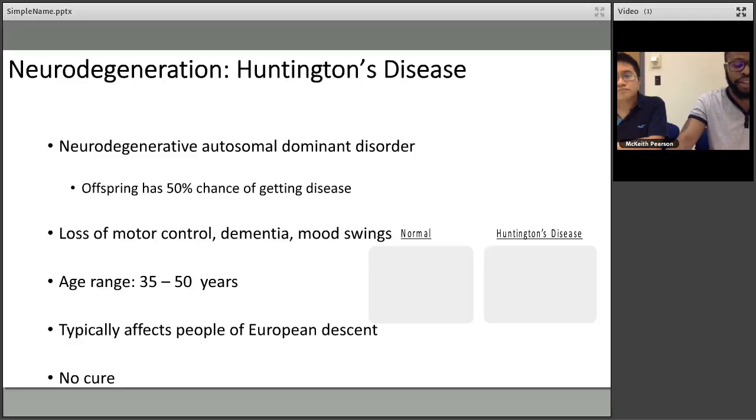This image depicts a scan of a normal brain on the left, and on the right is a brain of a person affected with Huntington's disease. The dark regions within the brain are supposed to be occupied by neurons. Symptoms of this disease include loss of motor control, dementia, and mood swings. Huntington's disease affects people who are within the ages of 35 to 50 years old.